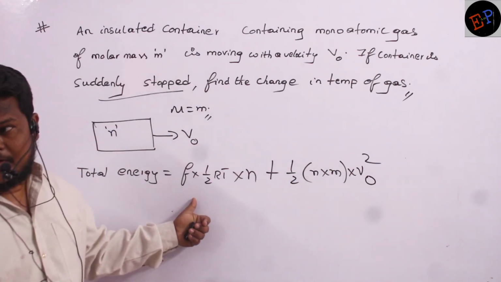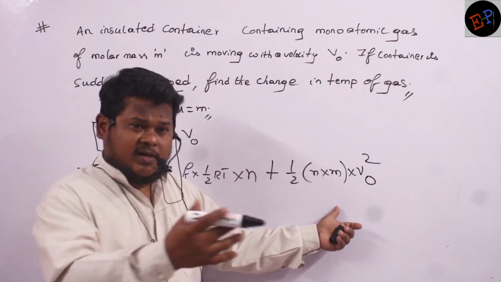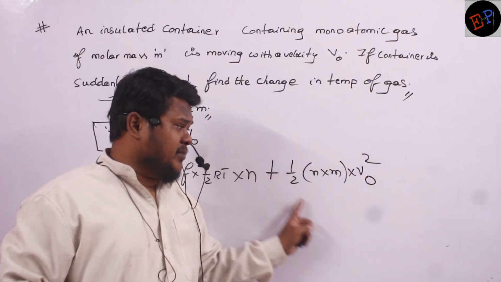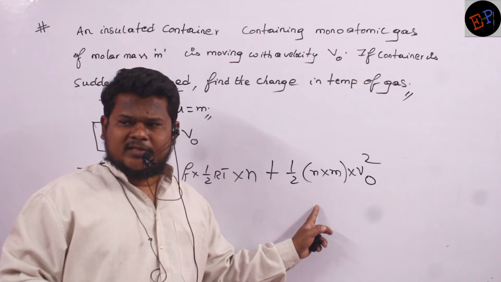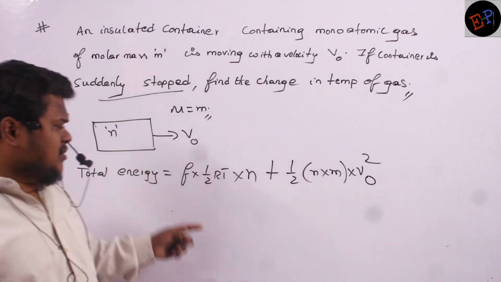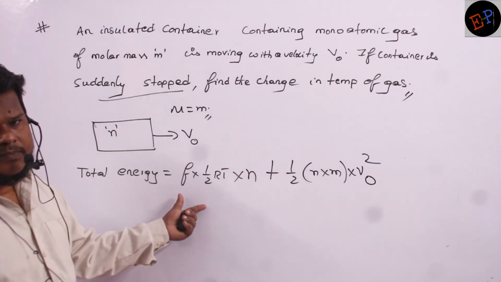The molecules' motion will not stop, but the motion of molecules in a straight line will stop. And that remaining energy should be converted into some other energy. And what can that energy be? That energy is nothing but change in internal energy. Are you able to understand?